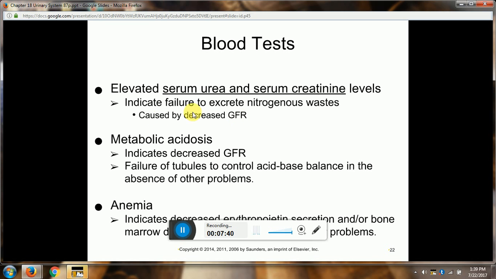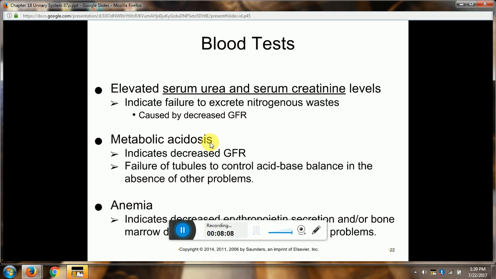Metabolic acidosis: acid, or hydrogen ions, are considered poisonous if there is too much. One of the normal functions of the kidney is to get rid of that extra acid. If there is a decrease in the glomerular filtration rate and the tubules are unable to get rid of that acid, it accumulates in the bloodstream, and that is known as metabolic acidosis.